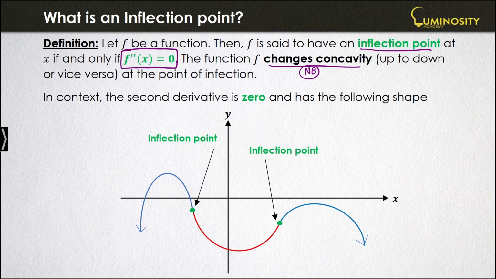So it can either change from concave up to concave down, or vice versa, from concave down to concave up, at that point of inflection. So mathematically, the second derivative is 0, and it has the following shape.